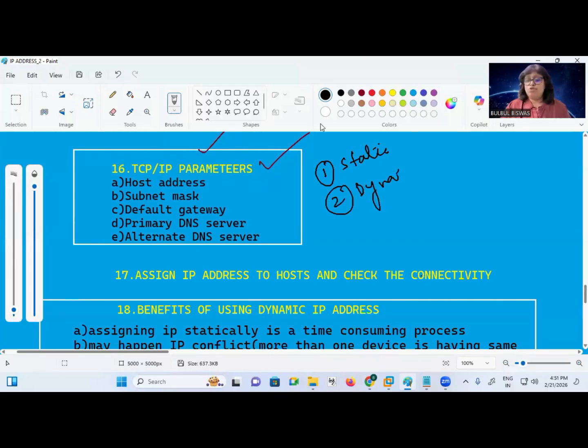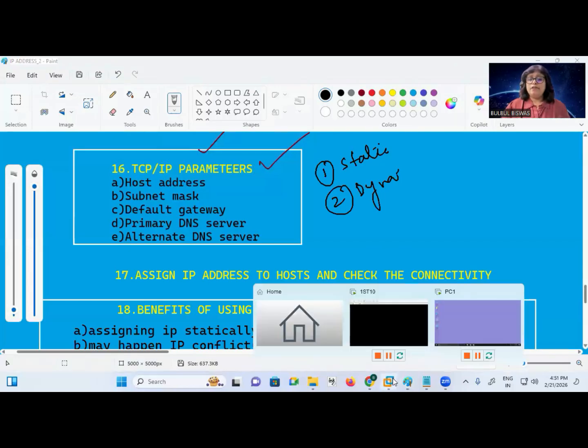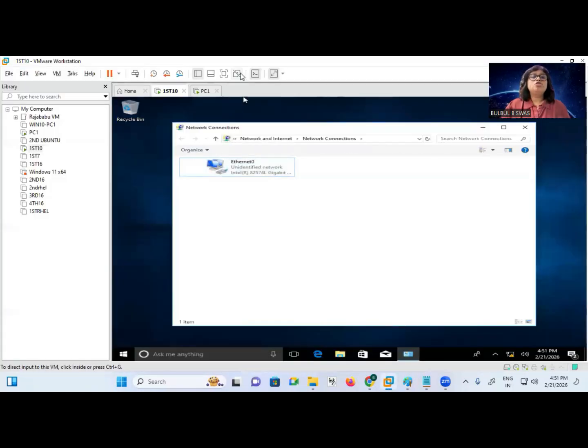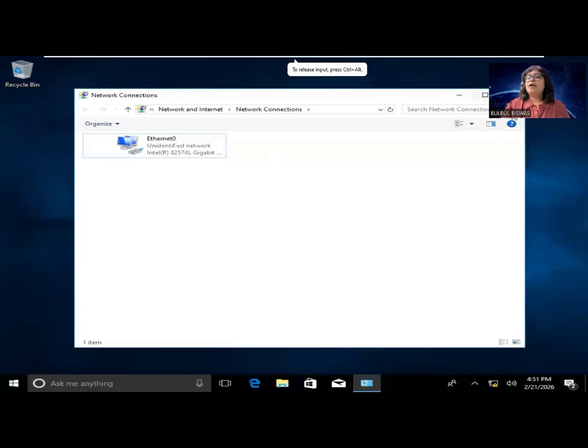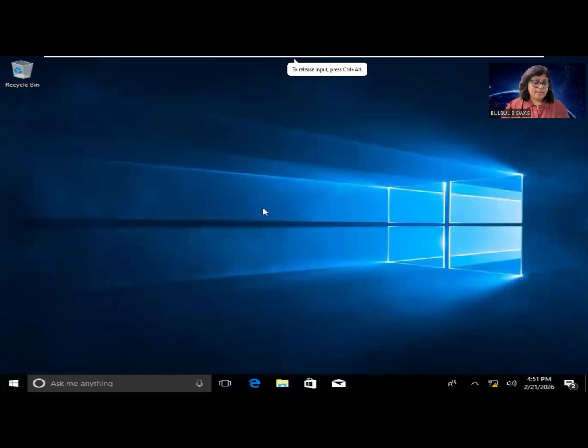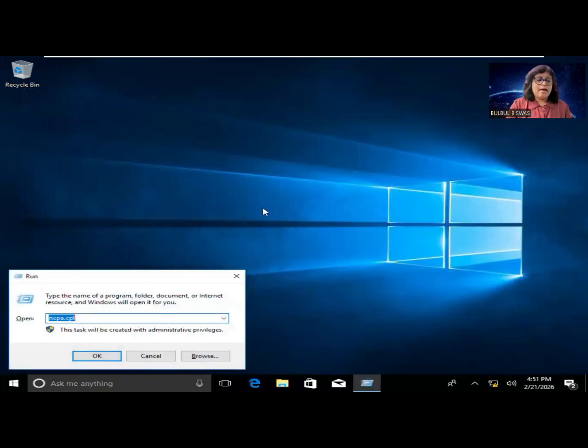Do you want to see? I'm showing you. Come here to my virtual machines. This is my virtual computer. Here I'm showcasing how we can assign an IP address. Windows R. I'm going for ncpa.cpl.